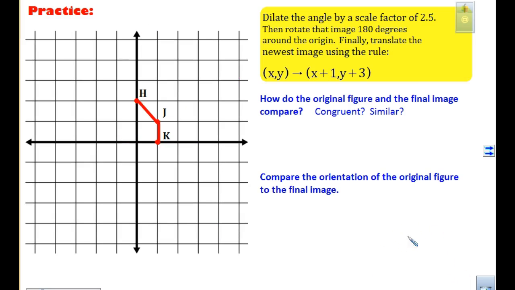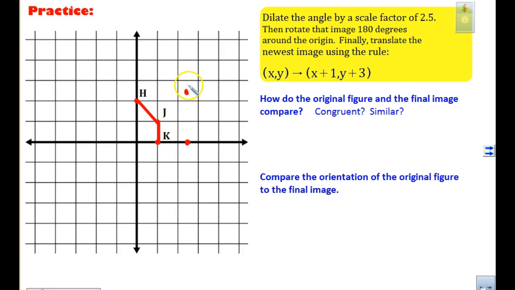So if we are trying this one, we're going to multiply each one by 2.5. So since you didn't plot this one, try and plot this one with us. Multiply each point by 2.5, which means K should now be over at 2.5. It was at 1, right? So that's kind of nice. J was at 1, 1. It's now going to be at 2.5, over 2.5, and up 2.5. Yes, directly in the middle of that.